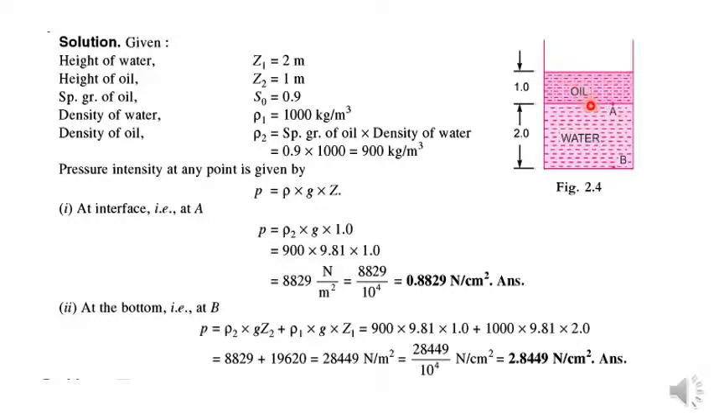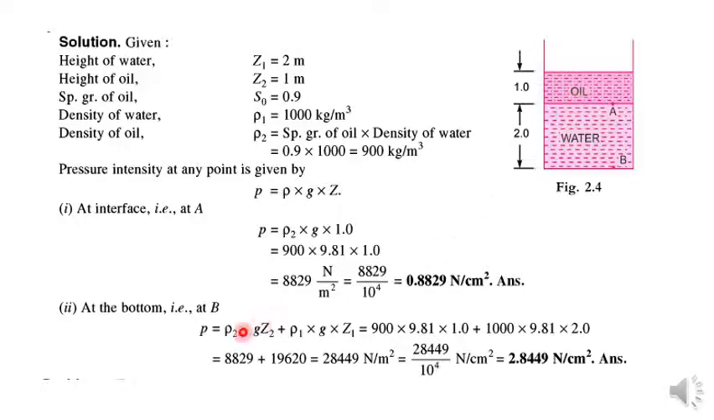Whatever pressure you calculate for the oil, you add the pressure due to the second liquid below the oil in the tank, that is water. For this water, the height of the liquid is 2 meters, meaning the pressure head is 2 meters. The pressure generated at the bottom is the sum of the pressure due to the water column plus that due to the oil column.